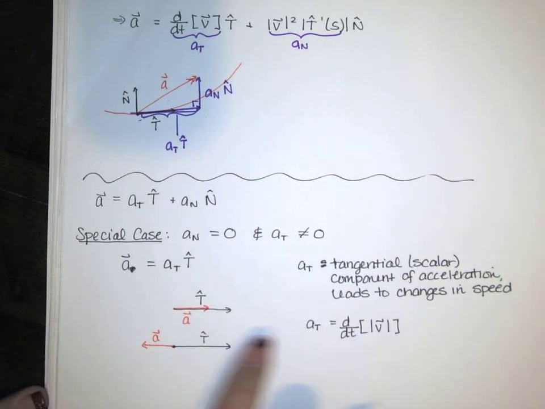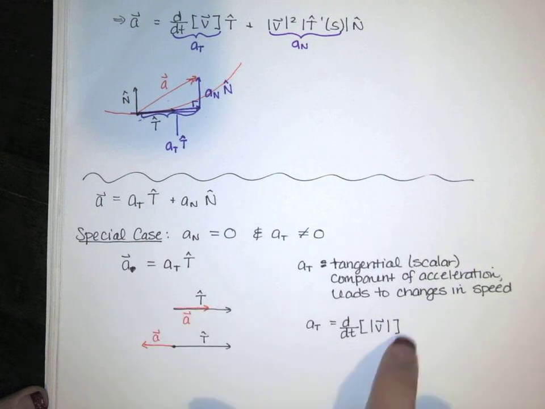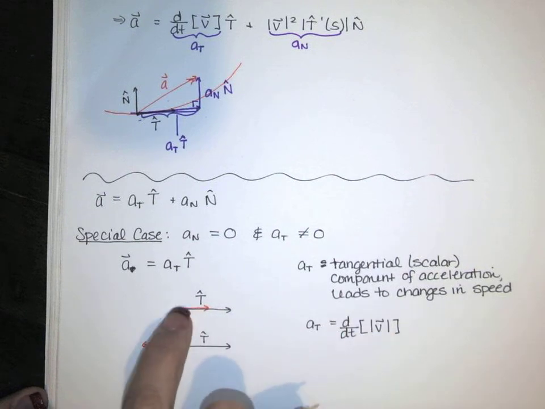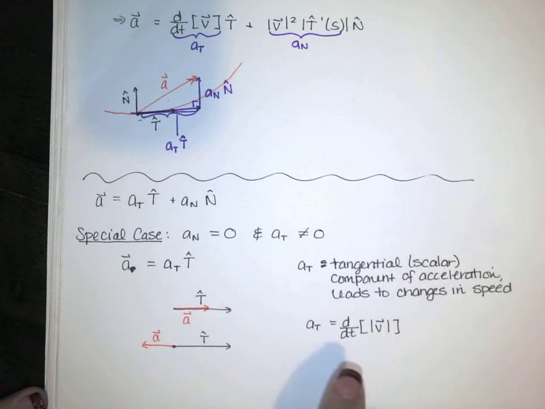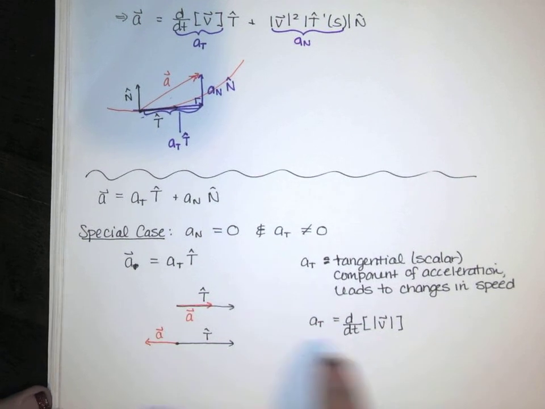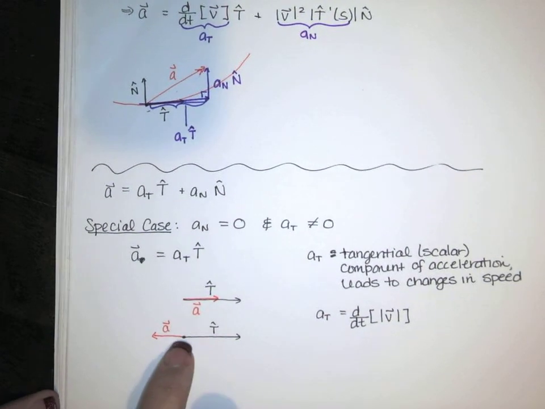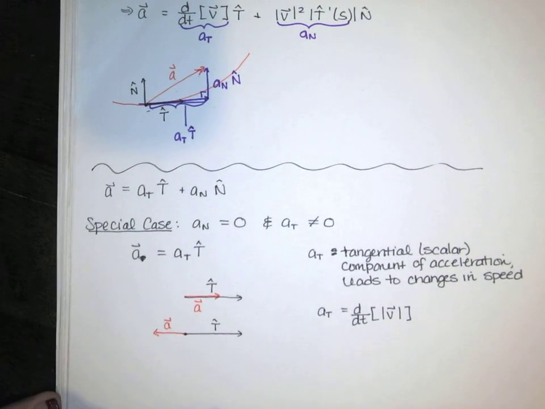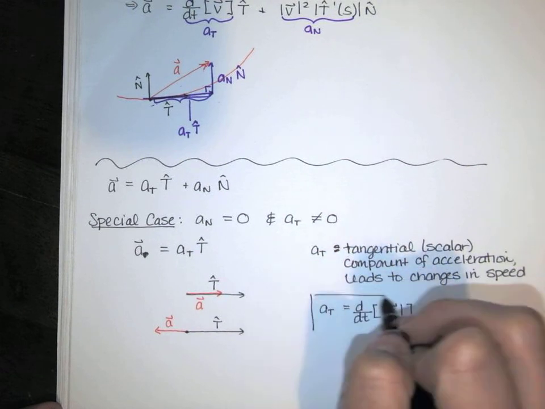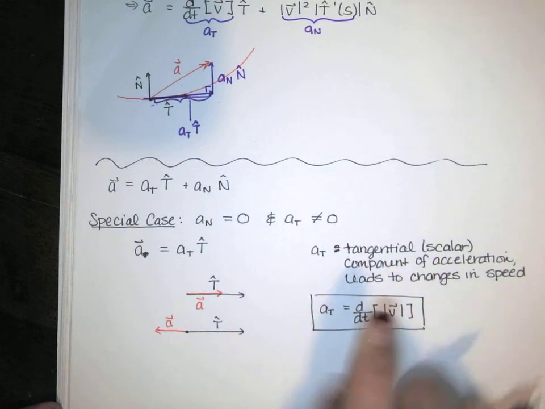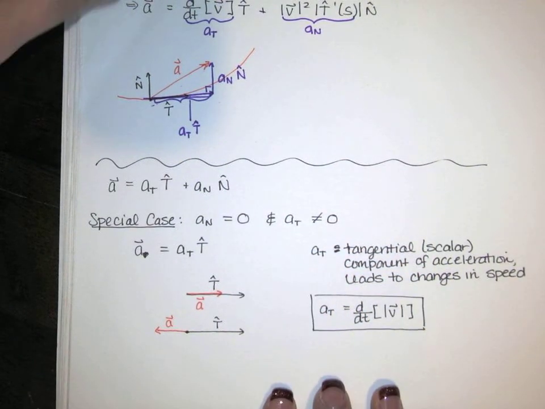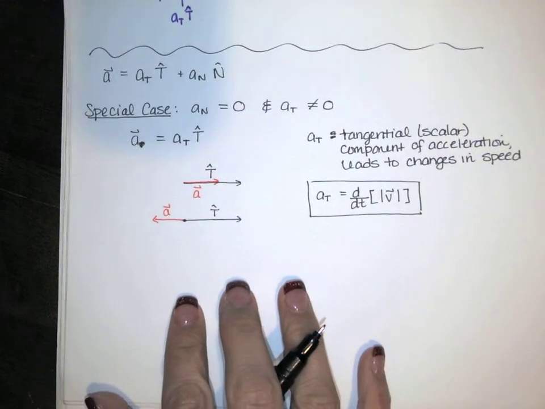Now, if we are speeding up, that's going to be a positive number, and we're going to be going more in this direction. If we're slowing down, it's going to be a negative number, and so my acceleration is going in the opposite direction. So whenever you see an a sub t, think of it as interpreting it in terms of change in speed.